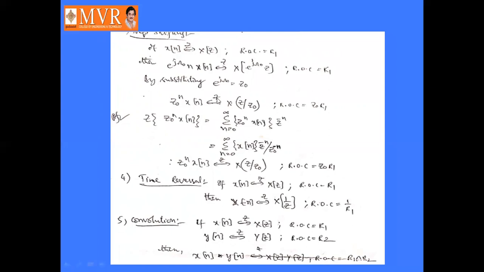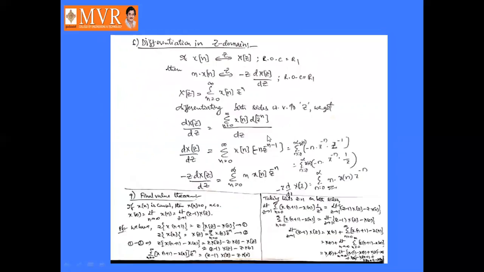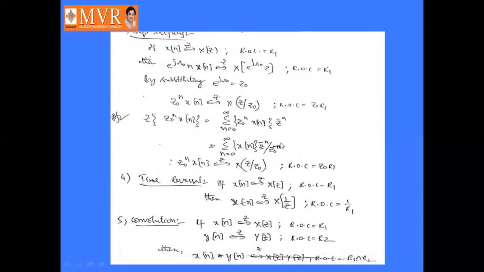So the transform of z naught power n into x of n equal to sigma n equal to 0 to infinity z naught power n into x of n into z power minus n. So sigma n equal to 0 to infinity x of n into z power minus n by z naught power minus n. So it is x of z by z naught. Here ROC is z naught into R1.